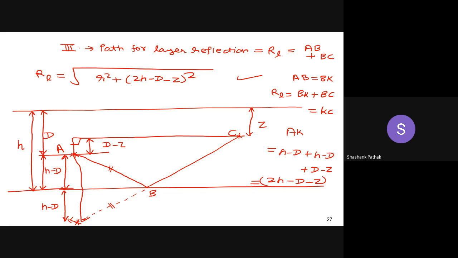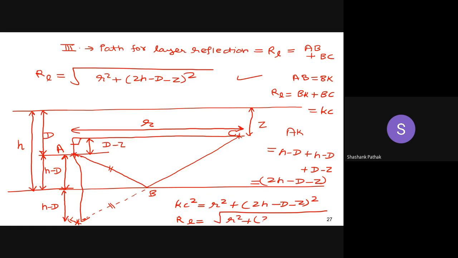This is your length AK. Am I correct? Okay. And this is how much? R. So we can write KC square equal to R square plus 2H minus D minus Z whole square. So your RL becomes square root of R square plus 2H minus D minus Z whole square. So with this, all these calculations, you can compute the length of the path, the three types of path: direct path, surface reflection, layer reflection.